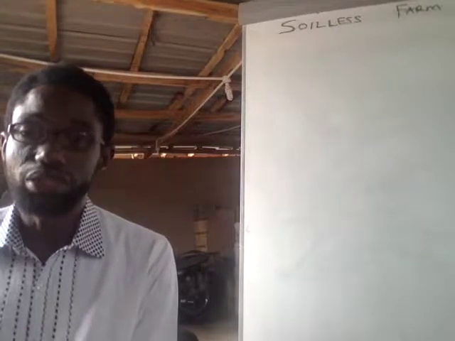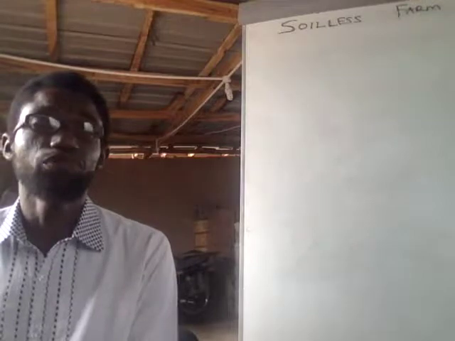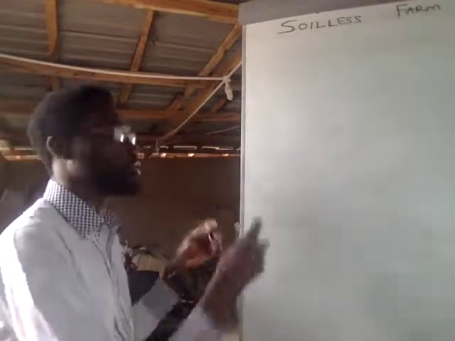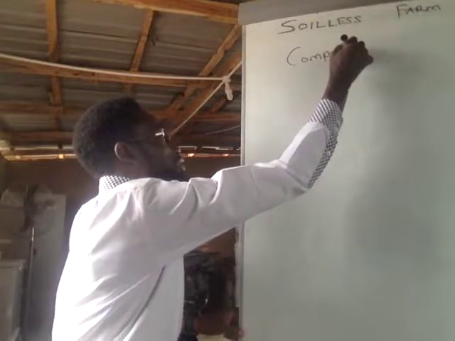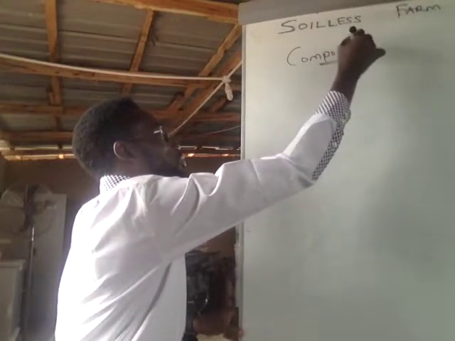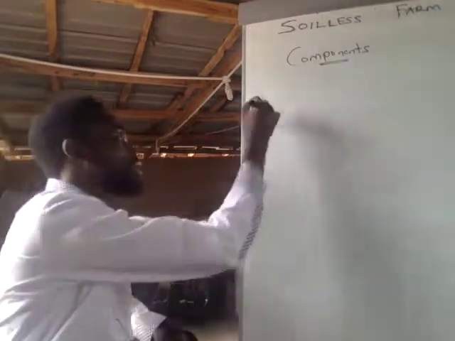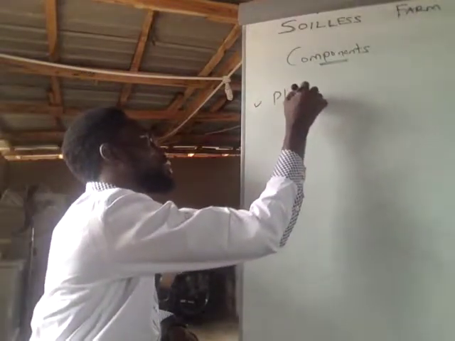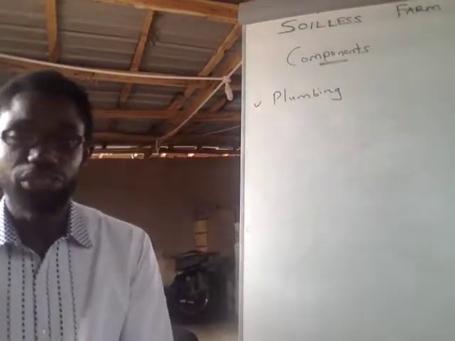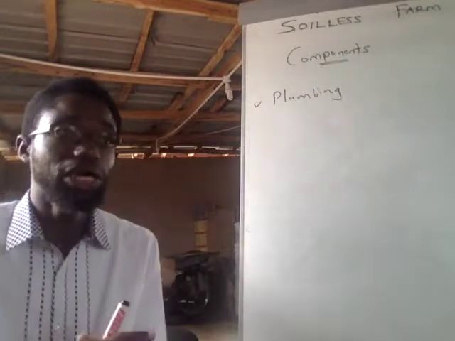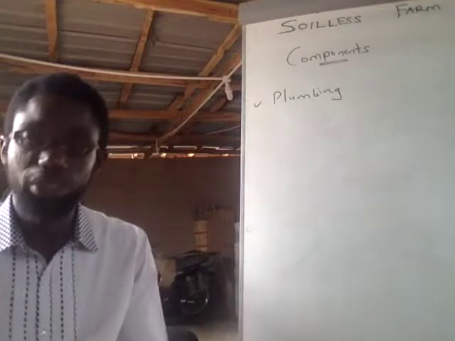So we'll be discussing now the components overview. What are the components you need for your aquaponic system? First, we will discuss the plumbing. How do you do your connections? How do you ensure the water flows? Where do you use gravity? Where do you need a pumping machine?